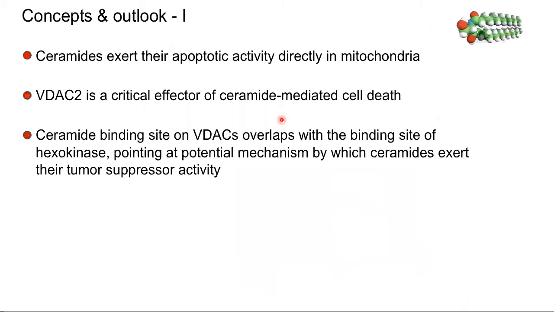And this brings me to some first summary. So what I showed you was that ceramides seem to be able to exert apoptotic activity directly in mitochondria, that VDAC2 seems to be a critical effector of ceramide-mediated cell death, and thirdly, that ceramide binding on this VDAC overlaps with the binding site of hexokinases, and that this points at a potential mechanism by which ceramides exert their tumor suppressor activity, both with respect to triggering cell death and preventing a hyperglycolytic state of cancer cells.